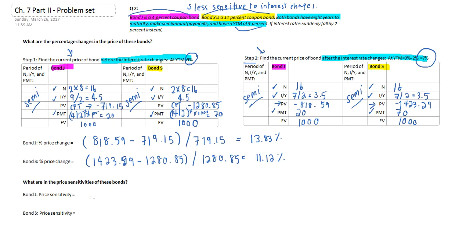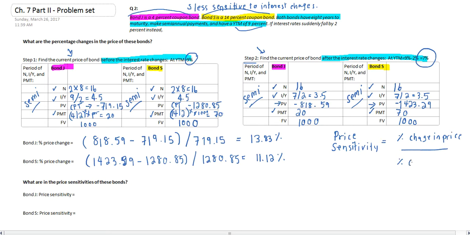Now come to the price sensitivity, which is basically equal to the percent change in price divided by the percent change in interest rate, right? That's what we learned.